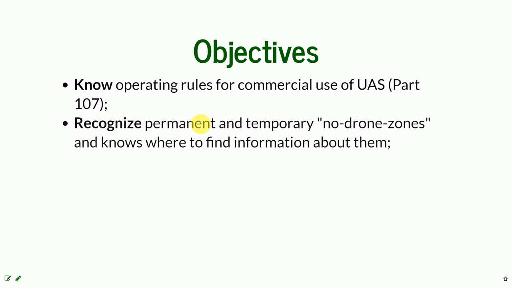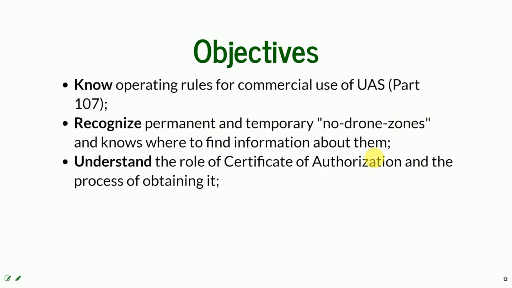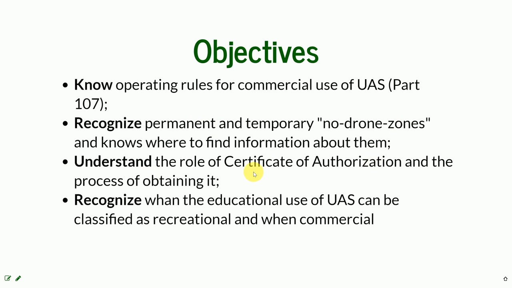You will also learn how to recognize the permanent and temporary no-drone zones. You will know where not to fly, or more, when to find the information on where not to fly. The next thing is you're going to understand the role of the certificate of authorization and how it changes the rules for operating the UAS, and also we're going to talk about the process of how to obtain one, and if you're even eligible to obtain one.